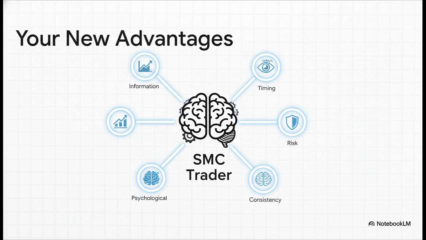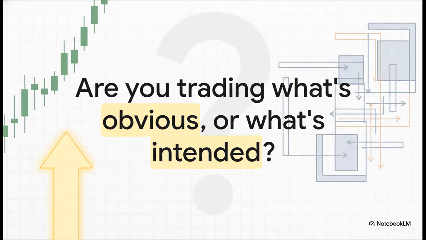Now let's do a quick recap of the key mental shifts. First, stop seeing obvious highs and lows as safe zones. See them as liquidity pools. Second, understand that external structure gives you context, but internal structure gives you timing. Third, your goal is not to predict, but to read institutional intentions through internal price action. So, I'm going to leave you with this one question, and I want you to be honest with yourself. Are you currently trading what's obvious, or are you learning to trade what's actually intended?